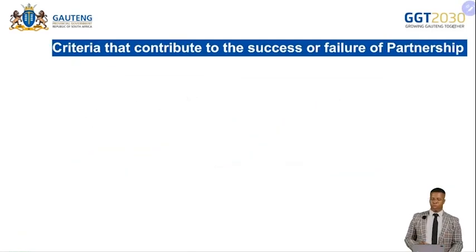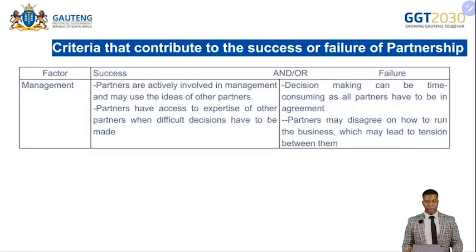Then we move to another form of ownership, and we look into those 5 criteria and look into the success and failure. But now we are looking into a partnership, management of a partnership. What are the success factors there, and what are the failure factors? The success factors of managing a partnership is that partners are actively involved in management, and they may use ideas of other partners to make more money for the partnership as a business. And then partners have access to expertise of other partners, which, when difficult decisions have to be made, can make it easy for them.